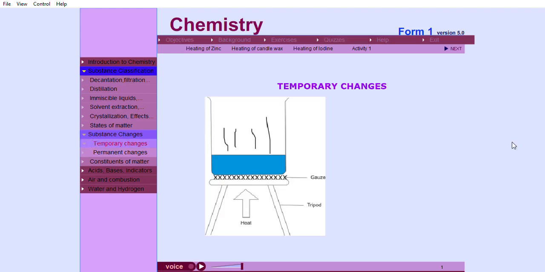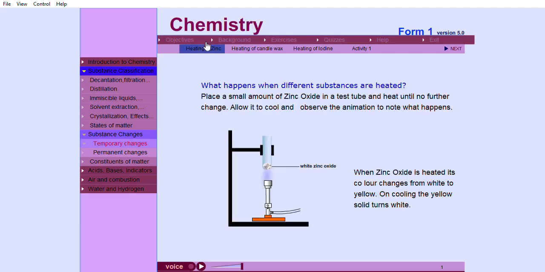Temporary changes. Different substances are affected by heat differently. In this subtopic, we will discuss how zinc oxide, candle wax, and iodine are affected by heating and cooling them. When a small amount of zinc oxide is heated in a test tube until no further change and allowed to cool, white zinc oxide changes to yellow, and on cooling it changes to white.